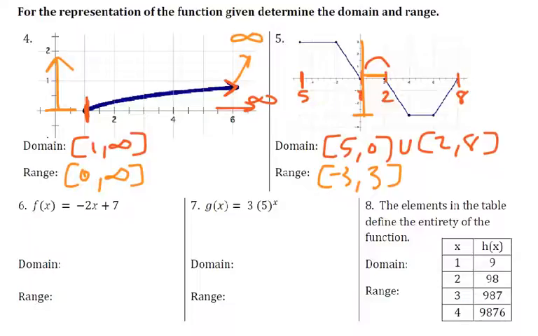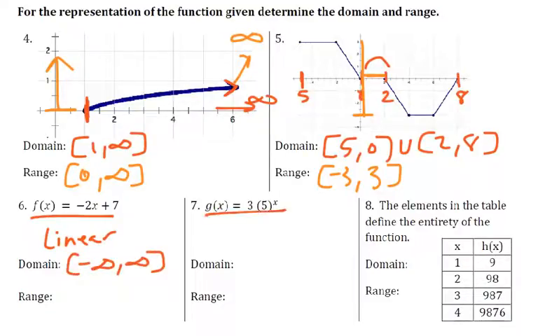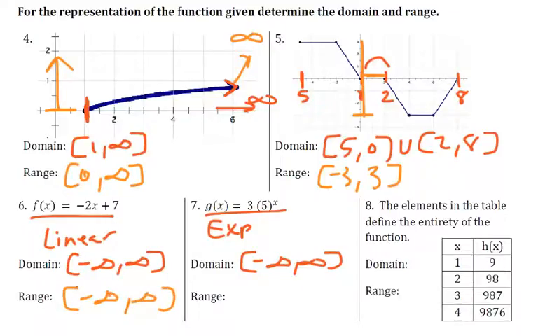Okay, now 6 and 7. 6 is linear. Linear always has a domain of negative infinity to positive infinity. Same with 7, which is exponential. It goes from negative infinity to positive infinity. The range on linear also goes from negative infinity to positive infinity, because on a linear, plus 7, we'd start on a graph up here at 7, and then it would go down to that -2. So we keep going down, keep going up, keep going to the right, keep going to the left on this linear one.